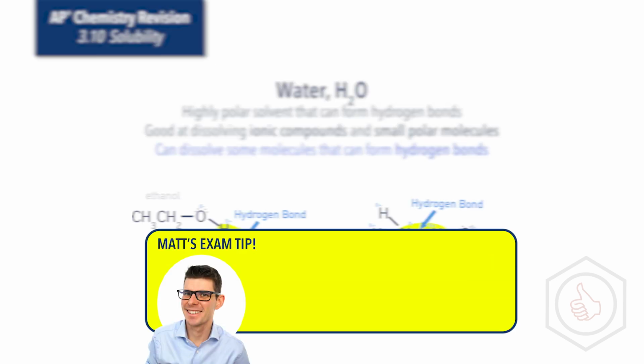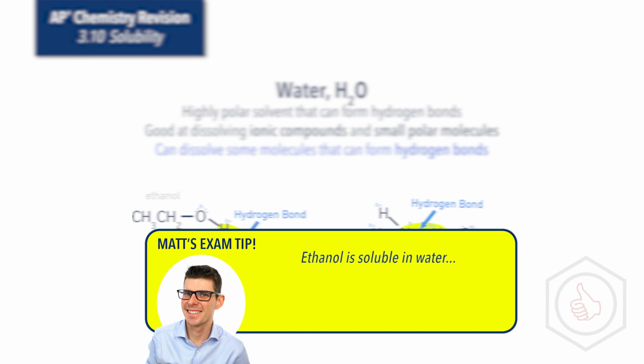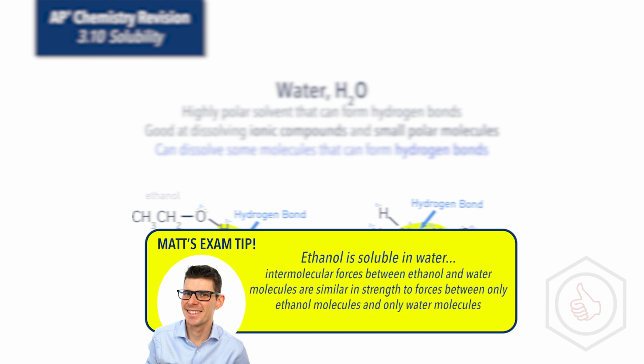Exam tip here. Whether a substance dissolves in water depends on the relative strength of interactions between solute and water molecules compared to the interactions within the solute itself and within water. For example, ethanol is soluble in water because the intermolecular forces between ethanol and water molecules are similar in strength to the forces between only ethanol molecules and only water molecules. These comparable attractions make it energetically favorable for the substances to mix.